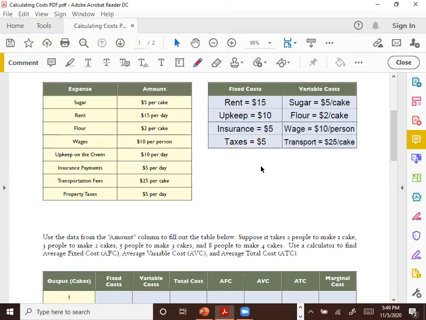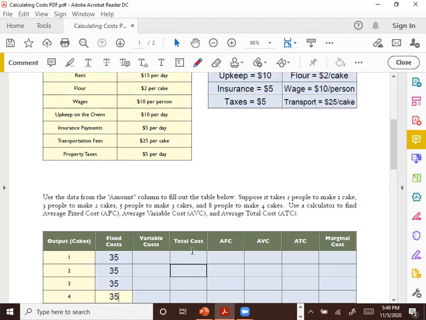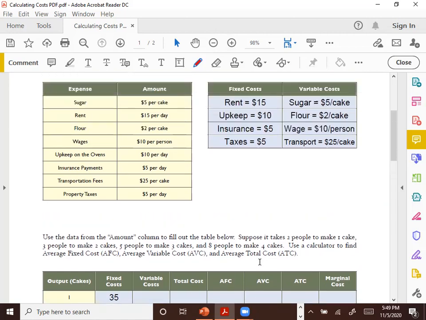So our fixed cost is 35, and that's going to be 35 all the way down, because it doesn't matter how many cakes we bake, because it's a fixed cost. That cost is always the same no matter how many cakes we bake. Now our variable cost, this is going to depend on how many cakes we have.